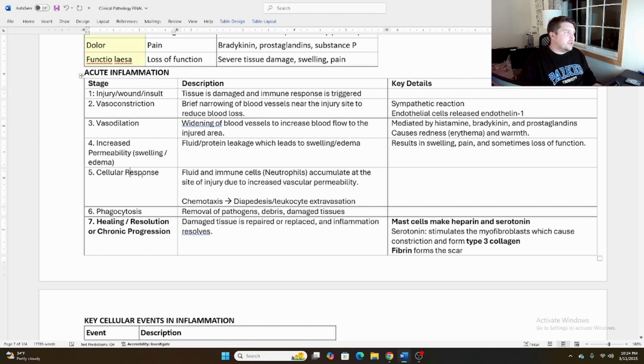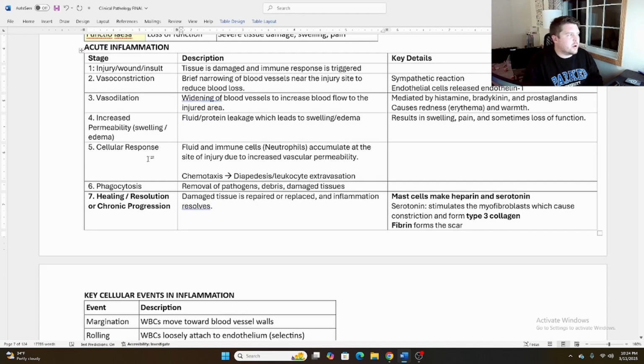Next comes the cellular response. The very first immune cell response in pretty much everything is going to be neutrophils. So any type of question that you get about acute inflammation, immediately after the event, we always say neutrophils go up because they're going to be accumulating at that site of the injury.